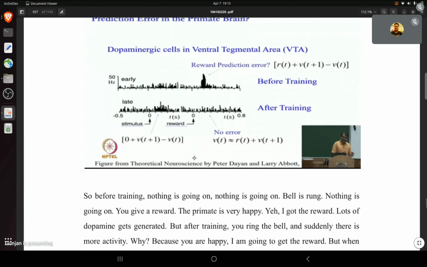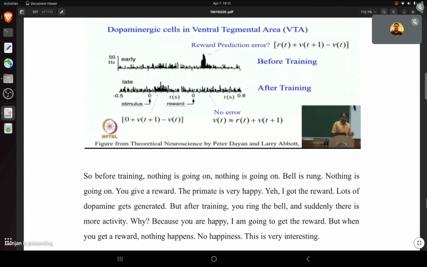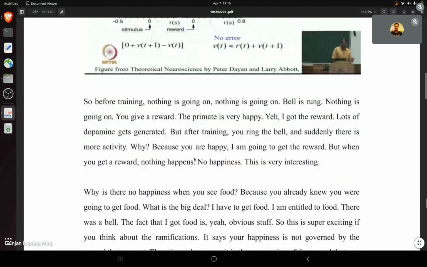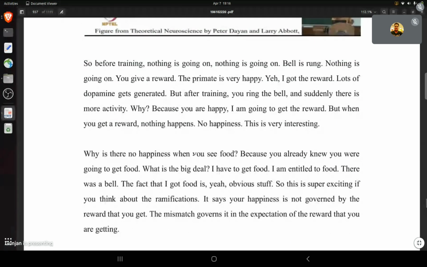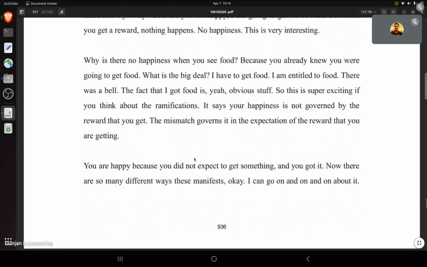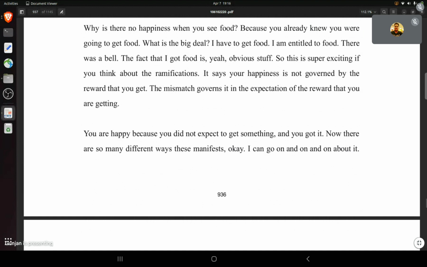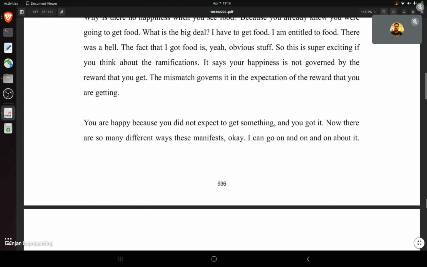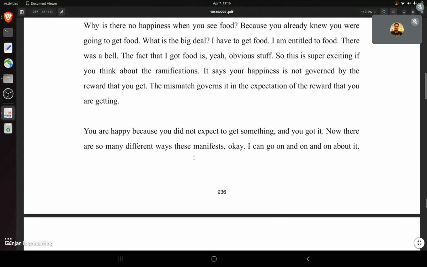Dopamine gets generated after training. You ring the bell and there is more activity. Why? Because you are happy. You are going to get a reward, but when you get the reward, nothing happens. No happiness. This is very interesting. Why is there no happiness? Because you already knew it was coming from the bell. The fact that I got food is obvious. So this is super exciting. Your happiness is not governed by the reward you get. The mismatch governs it, the mismatch with the expectation of reward. You are happy because you did not expect to get something and you got it.